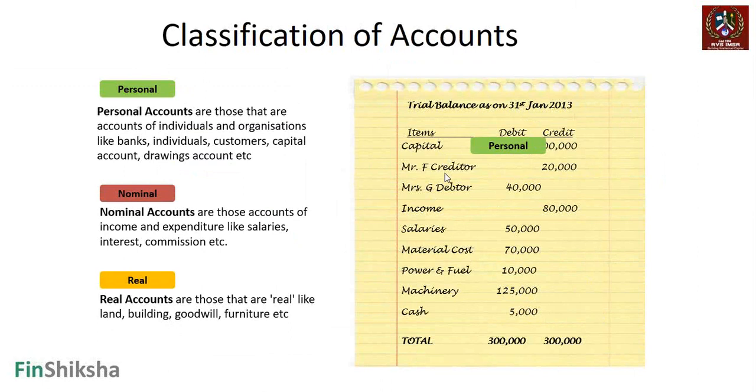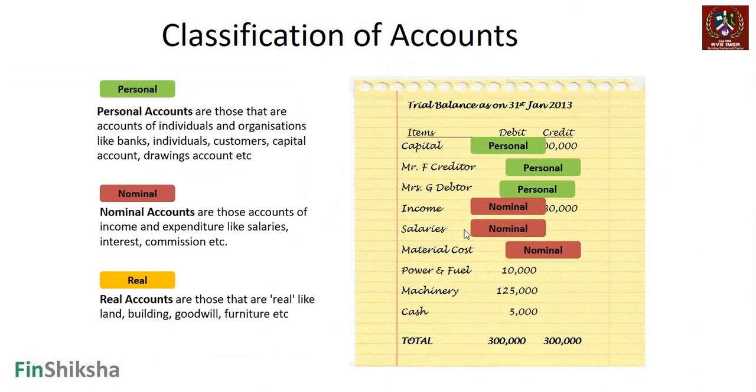Creditor, right? It's like an individual who has been a creditor for the company. That's a personal account. Debtor is also a personal account, right? Income and expenditures are going to be classified as nominal accounts, correct? So income is nominal, salary is nominal, material cost is nominal, power and fuel is nominal, right?